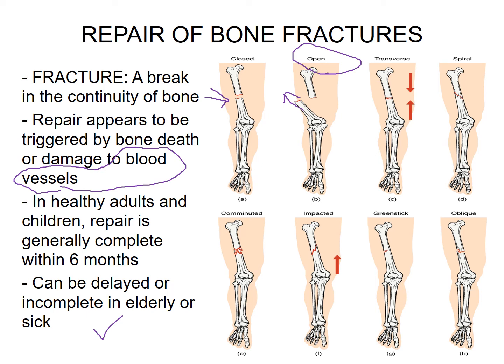We have transverse fractures, where it just transversely cuts across the bone. We have spiral fractures, where we get this kind of oblique slant. And you can look at some of the other ones. Comminuted is where it kind of just breaks into pieces like glass. All sorts of neat types of fractures.